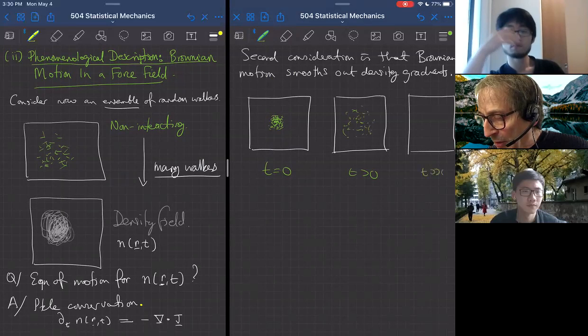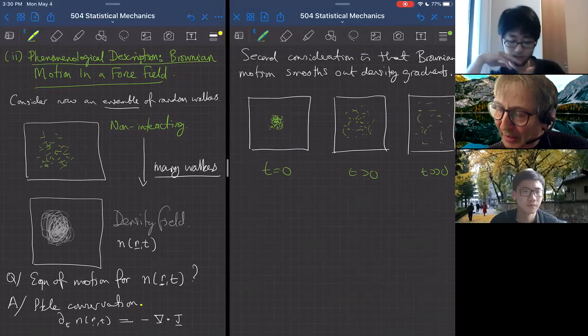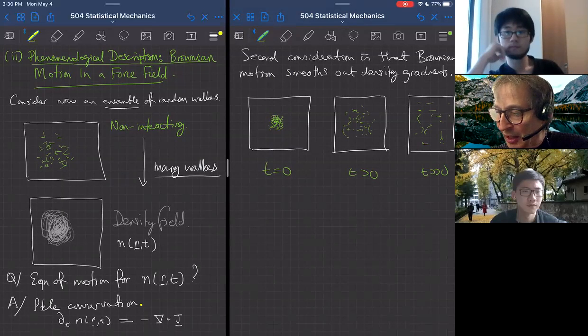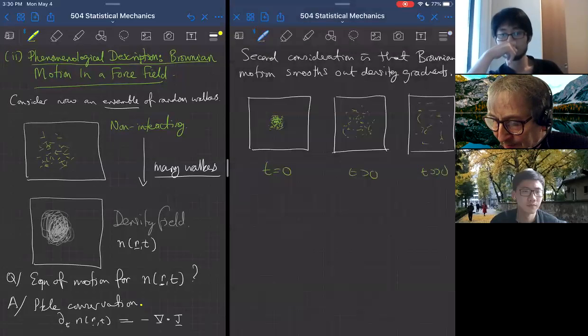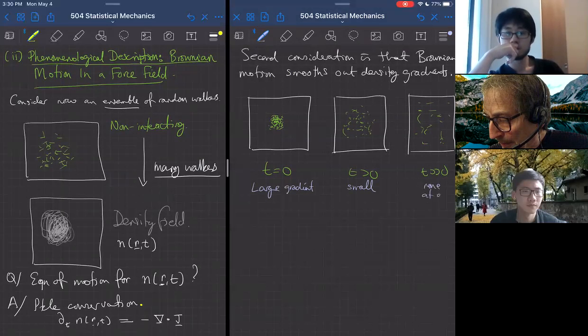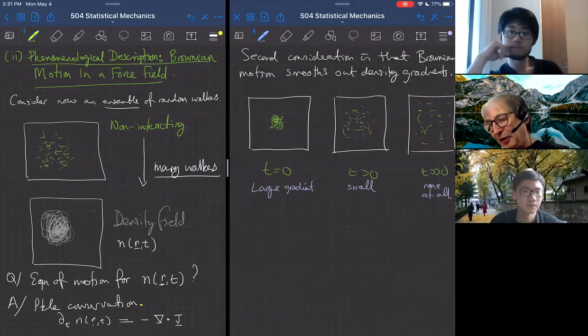And then finally, if I go to very large times, they will be everywhere. So what that means is that here we have a very large gradient. And then a small one, and then none at all. So what that says is that the flow of particles tends to smooth out the gradient.